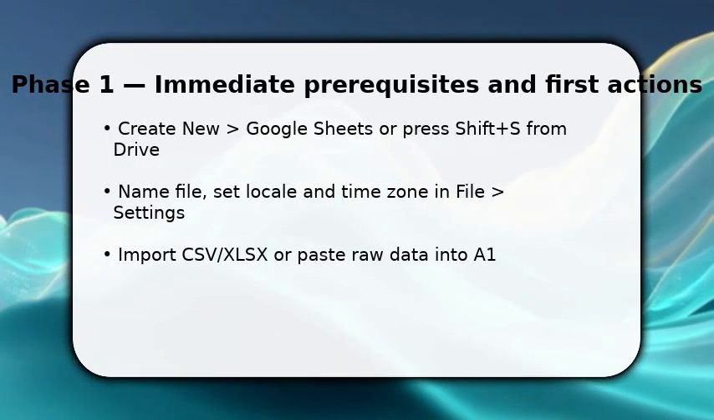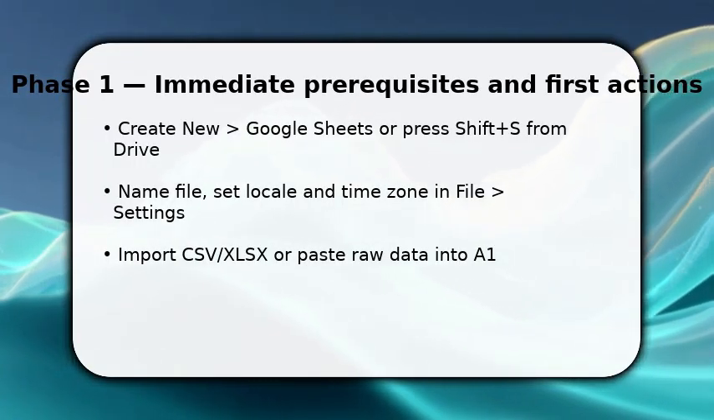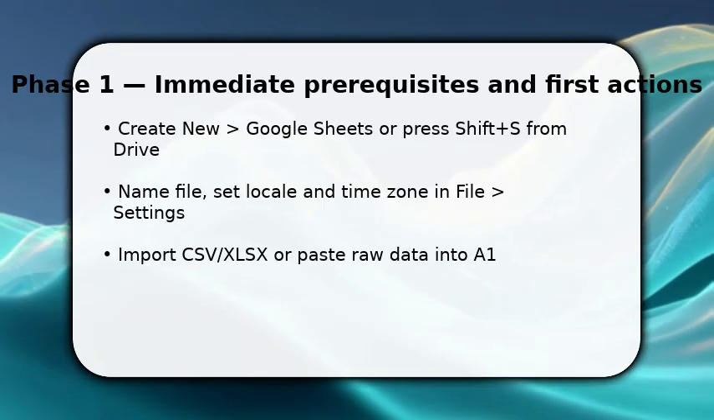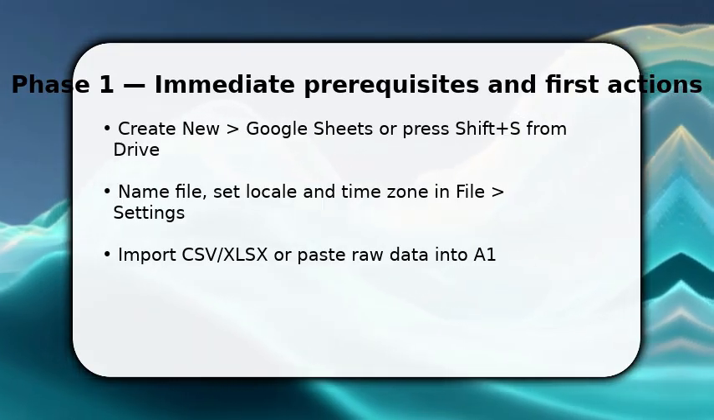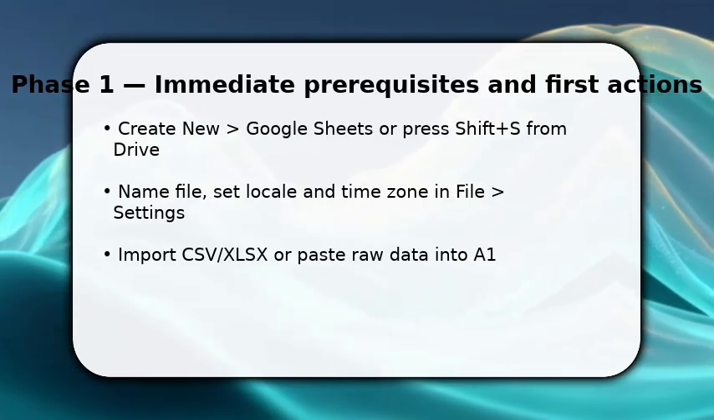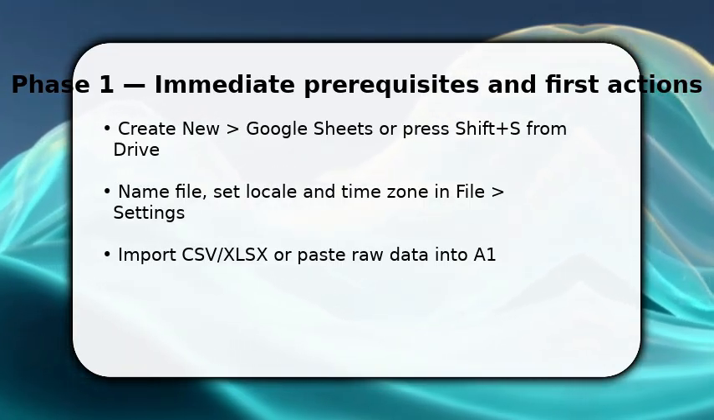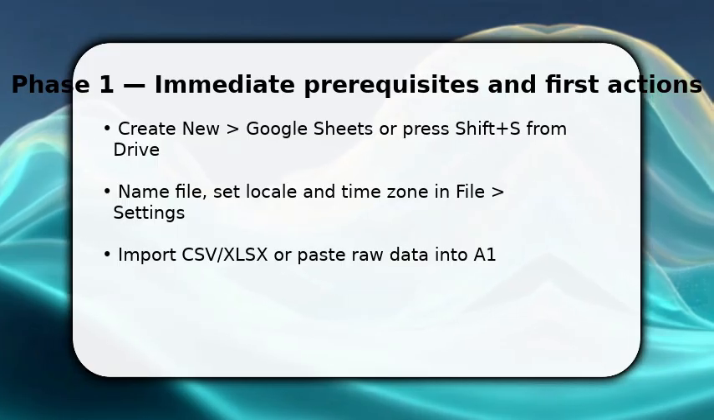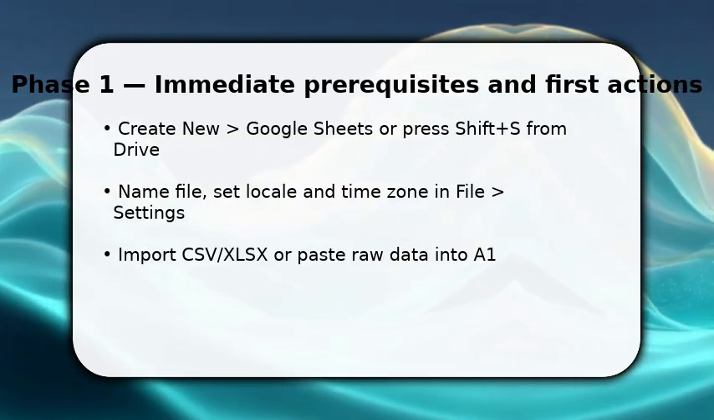You begin by creating a new Google Sheet and setting the locale and time zone so dates and numbers behave predictably. Next, import or paste your raw data into cell A1, making sure headers are in the first row. Once done, freeze row 1 and adjust column widths so your layout stays stable while you work.